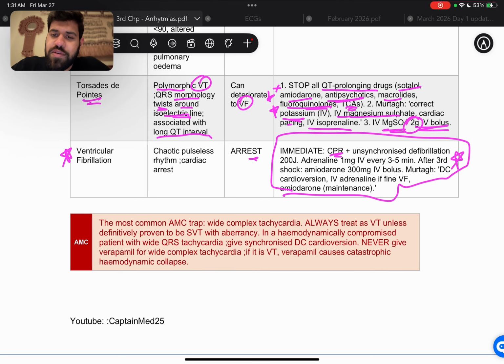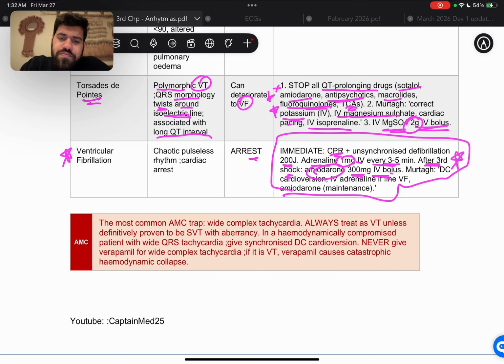For CPR, basically, there's unsynchronized defibrillation of 200 joules if there's no pulse, adrenaline 1 mg IV every 3 to 5 minutes, and after the third shock we give amiodarone 300 mg IV bolus, and then we continue the cycle until we get a pulse, and hopefully the patient recovers.